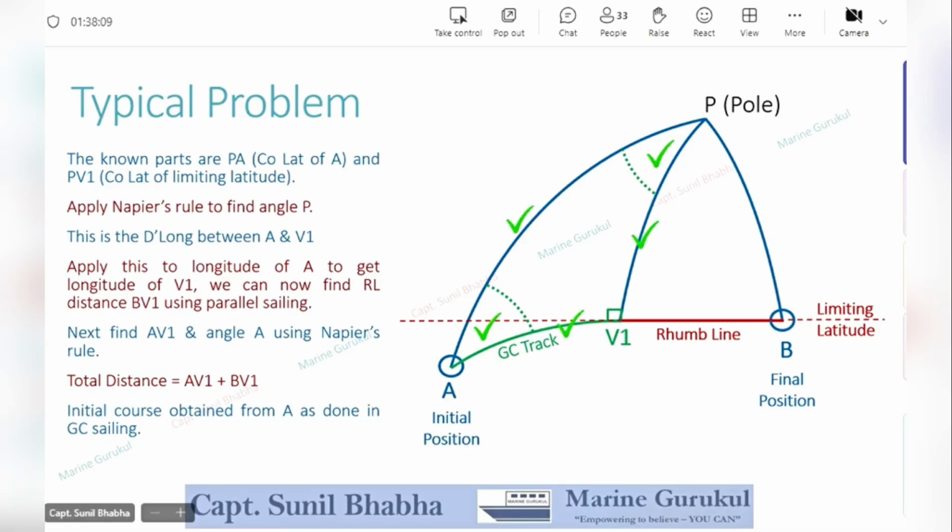So we had the same in question 4 and question 6. Both are the same type of problems. Exactly. That's right, beta. So you will find this remark mentioned there in the solution also. If the vertex lies outside, switch over to GC sailing and find the GC distance. Okay, beta. Great. So is that clear, beta?